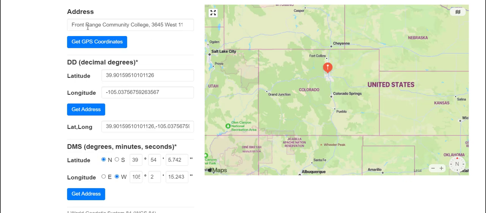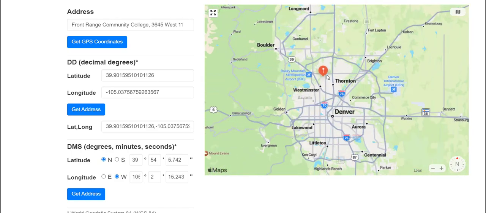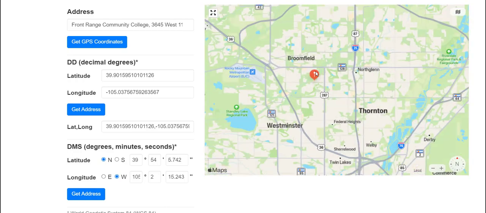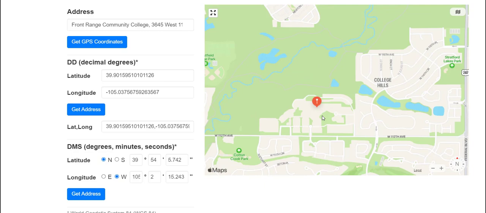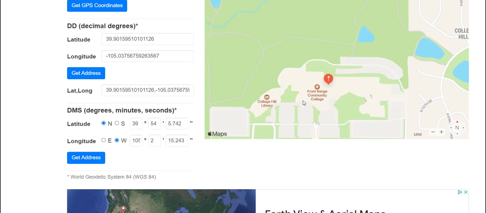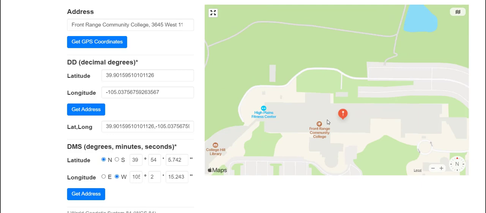So folks, here I've put in the address of our wonderful Front Range Community College, and you can see we've got the map of Colorado, and it's put a little pin at that location, and we can zoom in on this. Here we're getting to see the Denver metro area. We zoom in a little more, we're starting to see Westminster, well, Broomfield anyway, maybe we can see Westminster. We keep zooming in. Here's the big open space behind Front Range, and we keep zooming in. And here we can see Front Range Community College in pretty good detail.